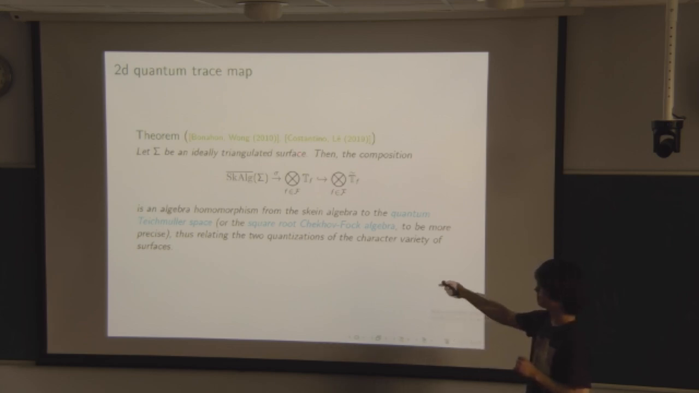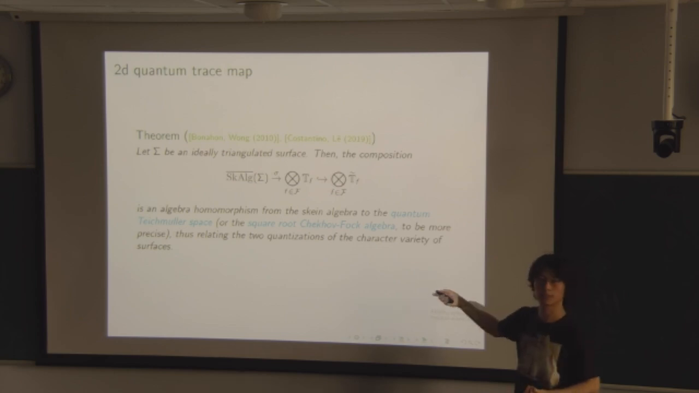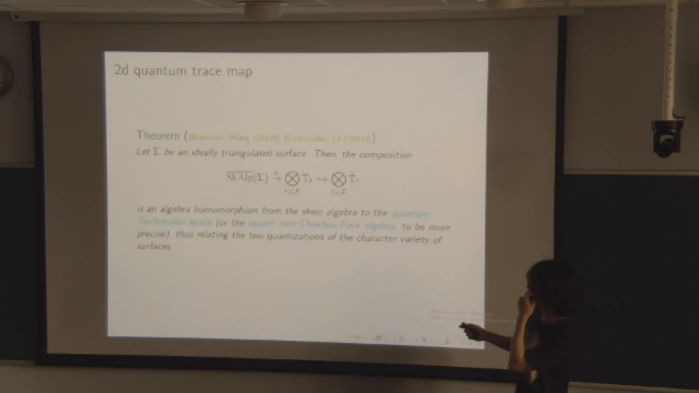And so this 2D quantum trace map, originally constructed by Bonahon and Wong, tells us how the two quantizations of the character varieties of surfaces are related to each other. That was a review of the 2D quantum trace map.